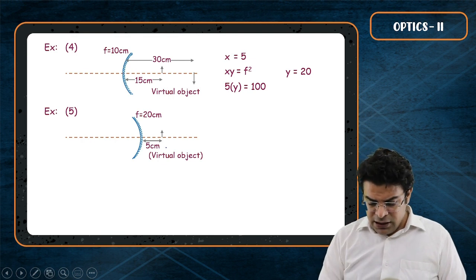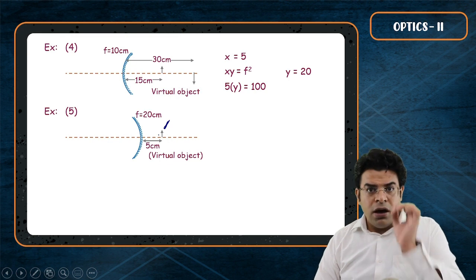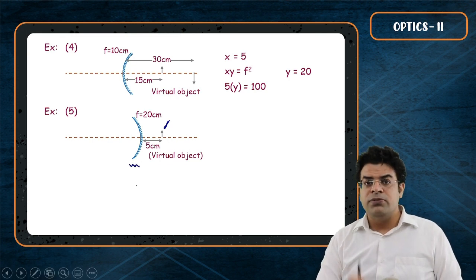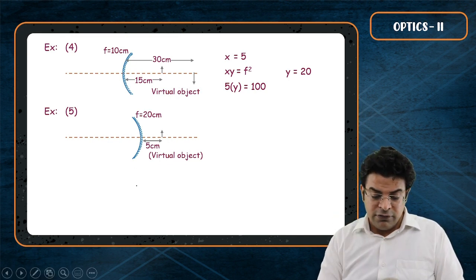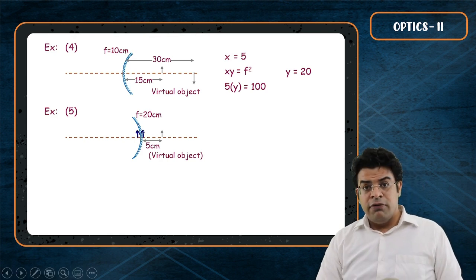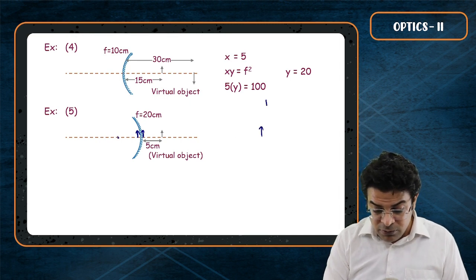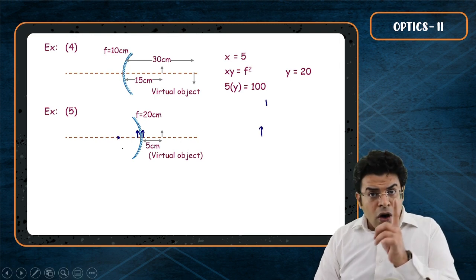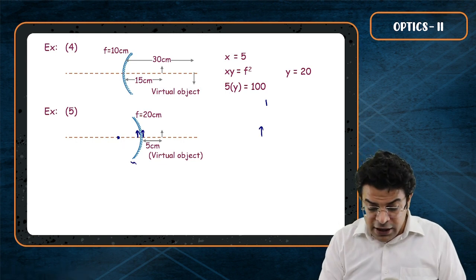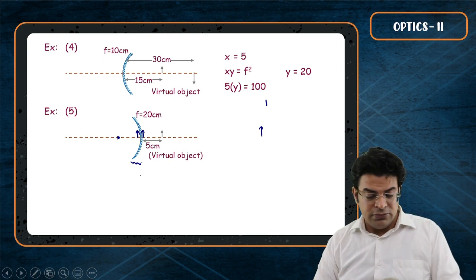So tell me, if you have got this virtual object, where does a concave mirror form the image of a virtual object? So sir, when the virtual object is placed at pole, the image is at pole. When the virtual object is at plus infinity, the image is formed at focus. For all virtual objects, a concave mirror forms a real, erect, diminished image. So sir, how to solve?